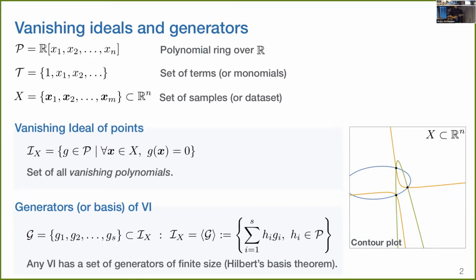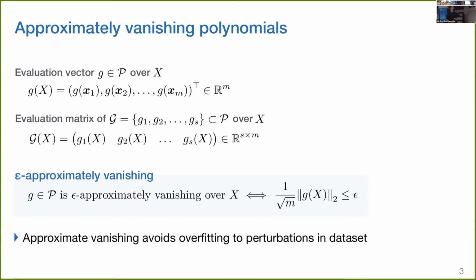Graphically, as you can see on the right, if the data set consists of 3 samples, then any polynomials whose contour passes through the samples are vanishing polynomials. The vanishing ideal is such a set. And just in case, a generator of the vanishing ideal: G is a set of generators that generate the vanishing ideal I of X, which is that set.